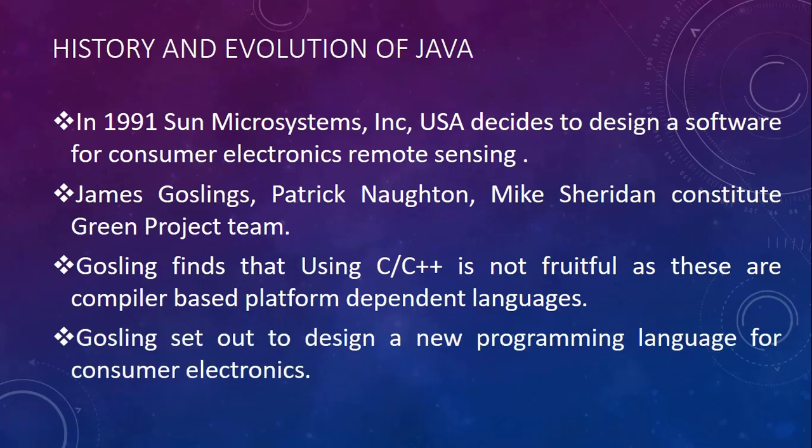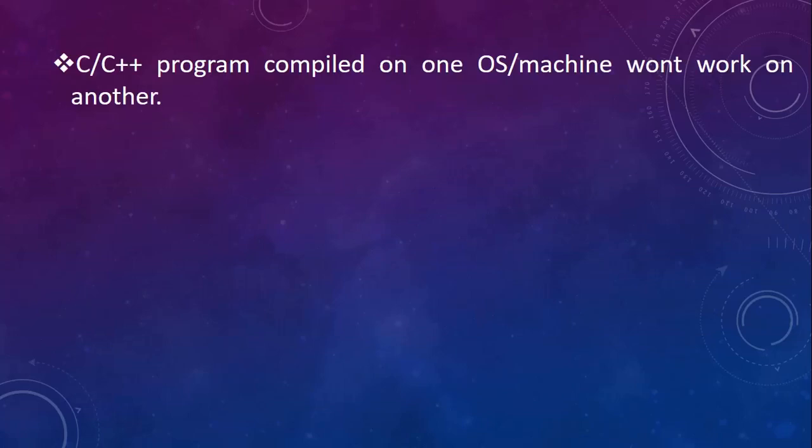Gosling set out to design a new programming language for consumer electronics. Basically he wanted to design a new programming language which would be platform independent. That means the same program can run on various configuration machines with various operating systems. Now when we work with C and C++, as I have said, programs compiled on one operating system or one machine won't work on another machine or another operating system.